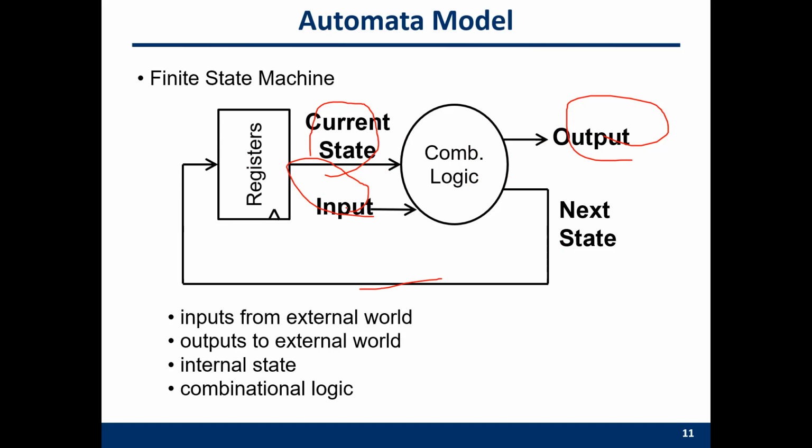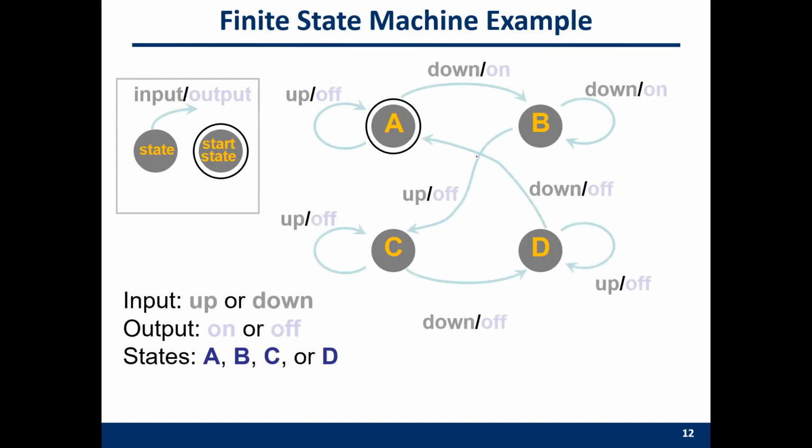The output can go back to the external world, but you have internal states: current state, next state, and the state after the next state. And then you have a combinational logic here. So this is a finite state machine example. The input can be up and down. The output can be on and off.